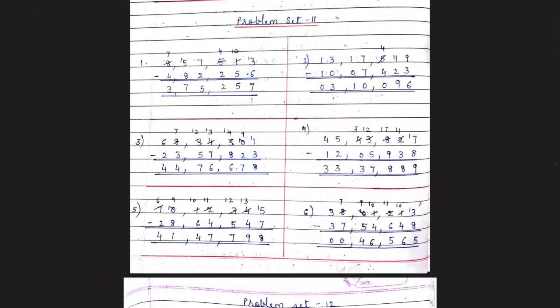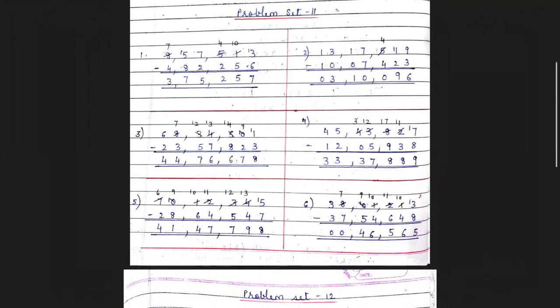First question, 8,57,513 minus 4,82,256. Now, when I start from the units place, 3 minus 6 is not possible because 3 is a smaller number. So it borrows from 1 and becomes 13. 13 minus 6 is 7. Now 0 minus 5 not possible. So it borrows from 5 and becomes 10. 10 minus 5 is 5. 5 after giving 1 becomes 4.